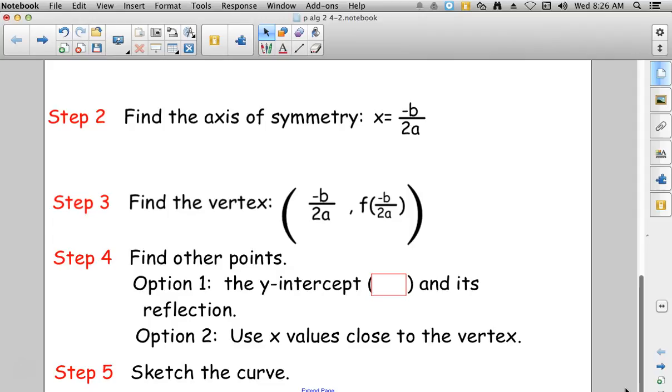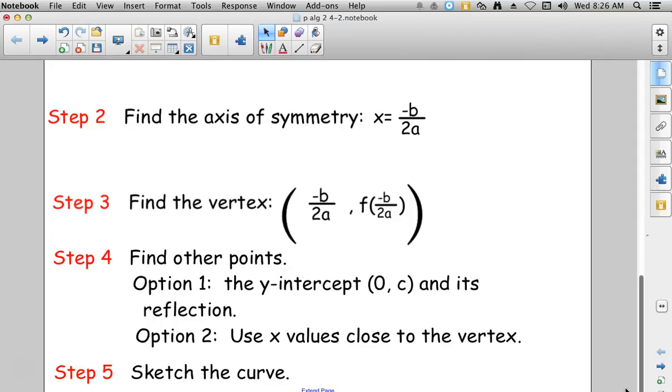So you carefully put it in, follow the order of operations, and get a y to go along with it. Then you need to find some other points. Sometimes (0, c) is enough. You know, sometimes if you use symmetry for that (0, c), you actually get a good idea of the spread, the width of the parabola. But usually, you're going to have to plot at least one other point.